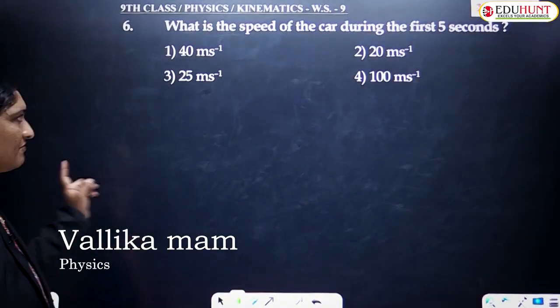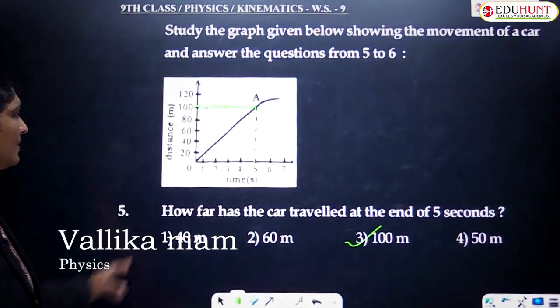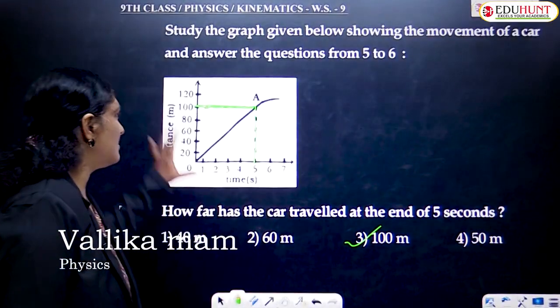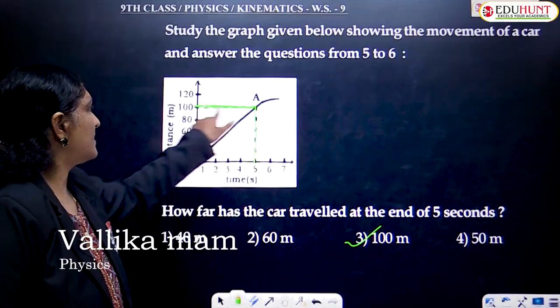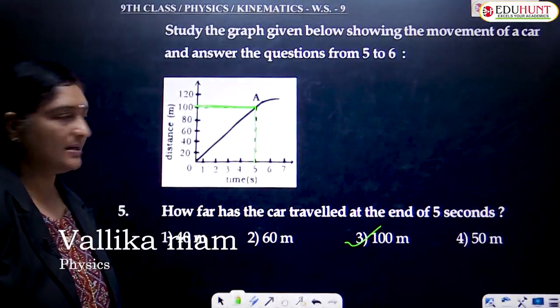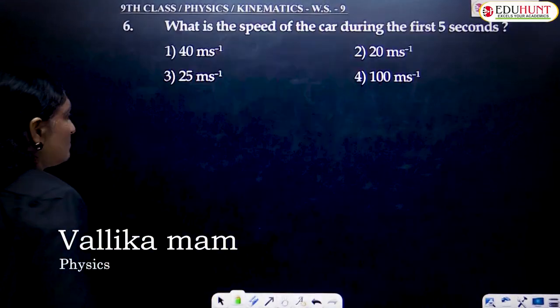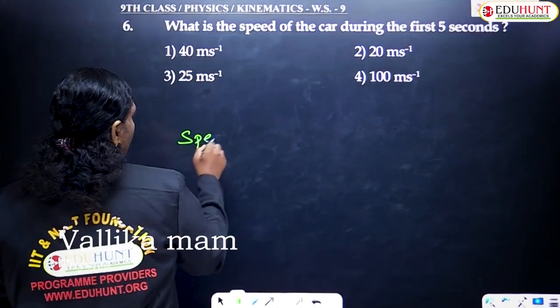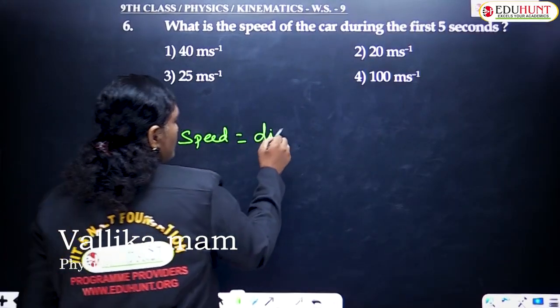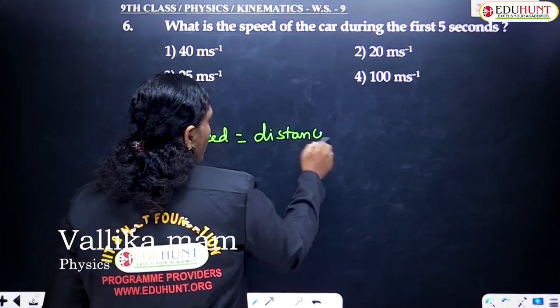From the above graph. Okay. Speed. What is the formula for speed, children? We know that speed equals distance by time. At 5 seconds, what is the distance he covered? 100 meters. Time is 5 seconds. So, speed equals distance by time.